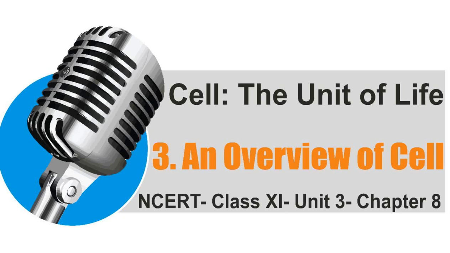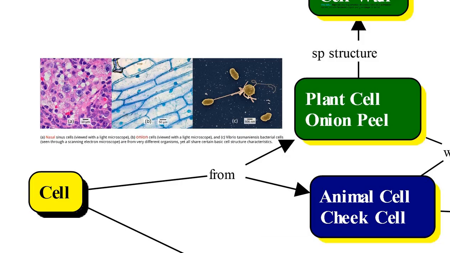In this video, we will discuss the overview of the cell: what components are present in the cell, and we will compare the plant cell and the animal cell. For our discussion, we will take a cheek cell, which is a typical example of an animal cell, and an onion peel cell, which is a typical example of a plant cell.